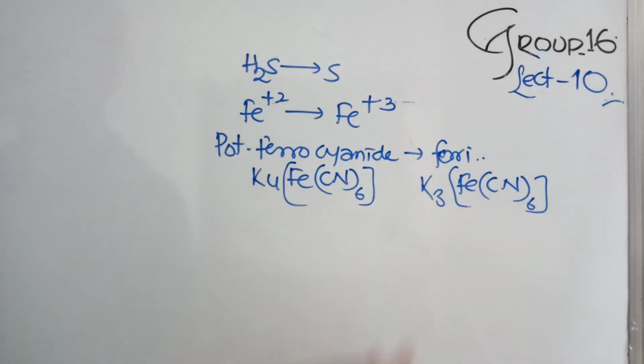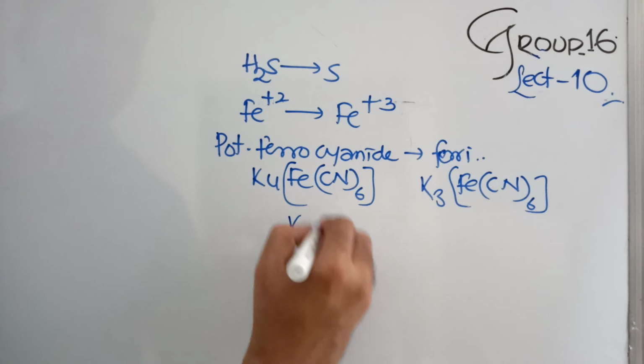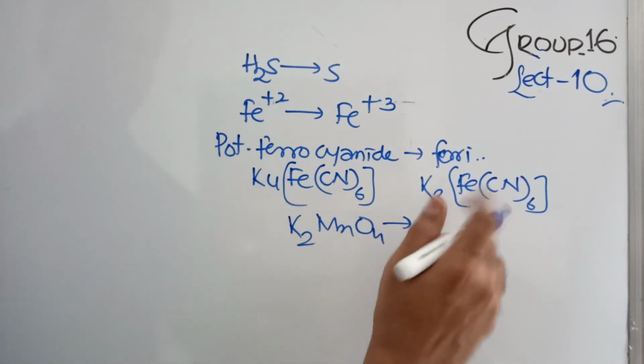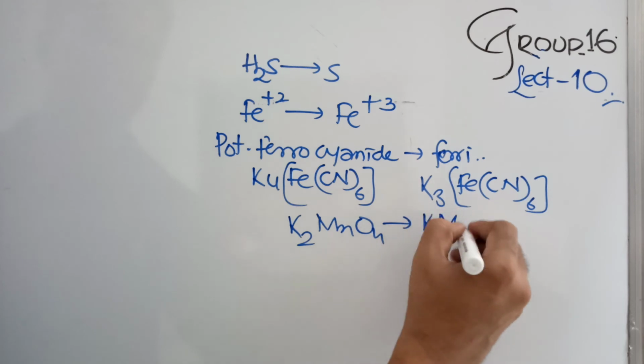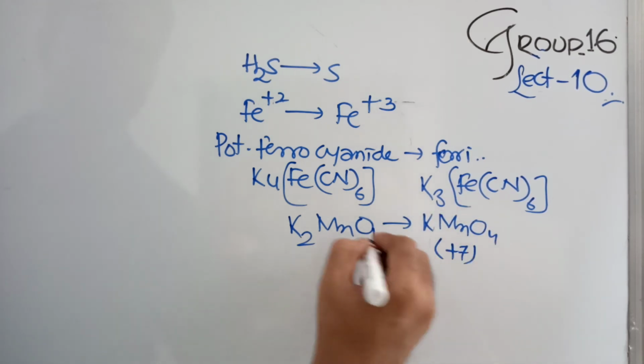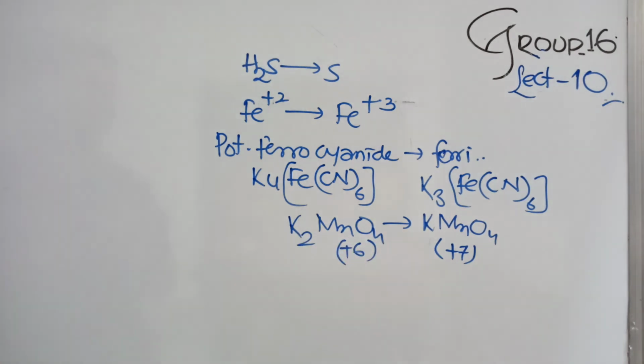Okay, now similar to this one. Potassium ferrocyanide to potassium ferricyanide. K2MnO4, potassium manganate, is oxidized to potassium permanganate, KMnO4, where the oxidation state changes from +6 to +7. You can check. Oxidation reactions of ozone we are discussing. Ozone can oxidize H2S to sulfur, ferrous to ferric, potassium ferrocyanide to potassium ferricyanide, potassium manganate to potassium permanganate.